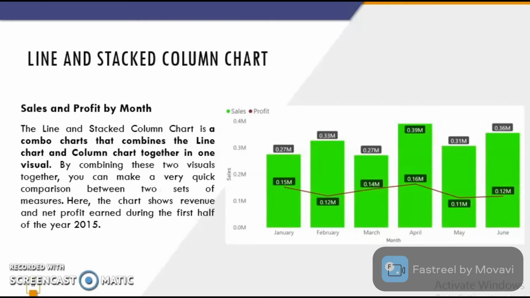Then we have a line and stacked column chart. This kind of chart is actually a combination of column and line charts. By combining these two visuals, you can make a very quick comparison between two sets of measures. The features that we are going to measure in this chart are the total sale and the amount of profit from January to June 2015.